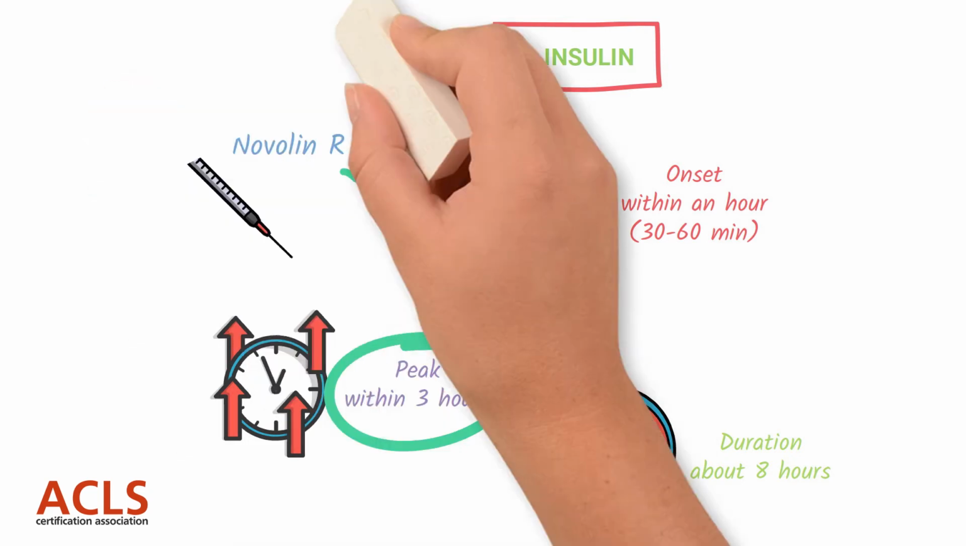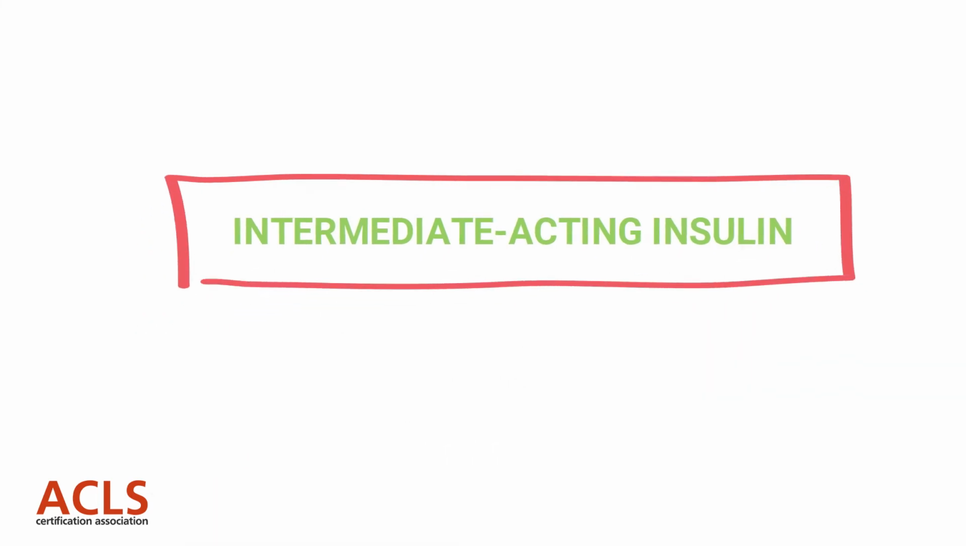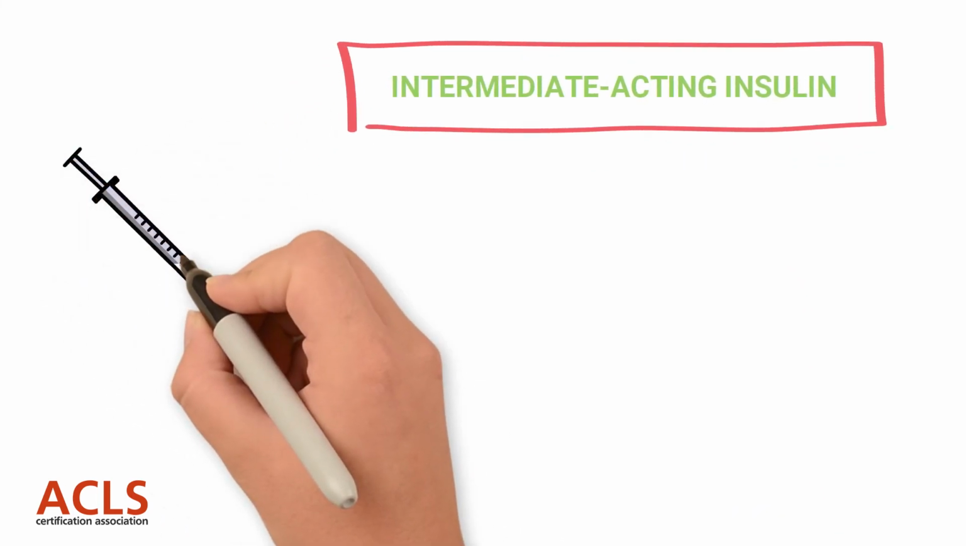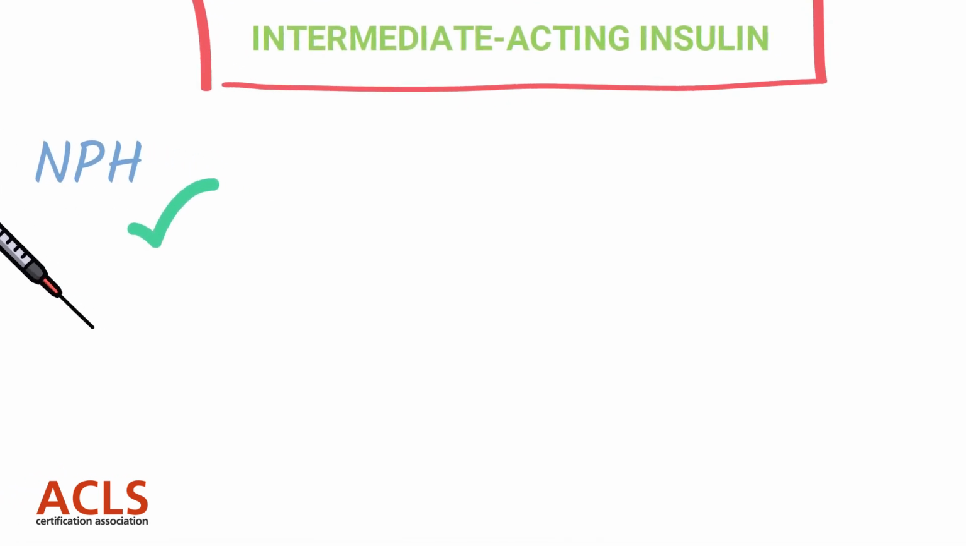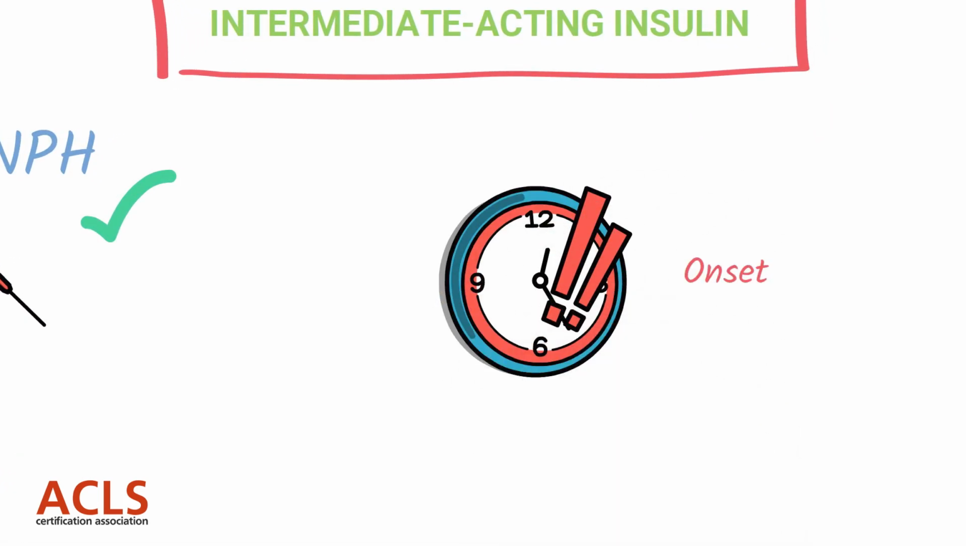Moving on down to your intermediate acting, you can see that between the short acting versus the intermediate, there is a huge difference in the duration of these insulins. So NPH is your intermediate acting insulin. I think of intermediate NPH, and it has an onset between 1 to 2 hours. So it's definitely going to be in the system and working within 2 hours at the most.